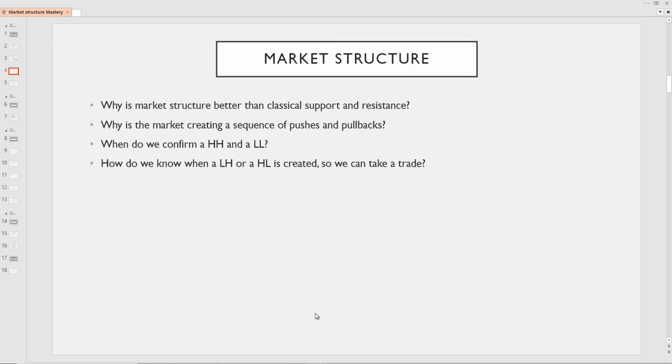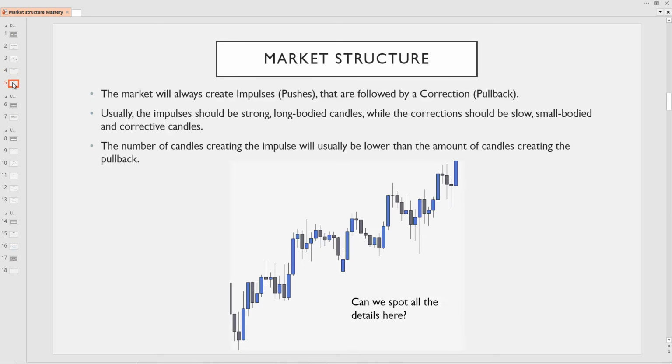And first of all, how do we know when a lower high or a higher low is created so we can take a trade? This is probably the most expected question, and we are going to get into that soon. So make sure that you are watching the course till the end. All right. And finally, let's have a look at some details.